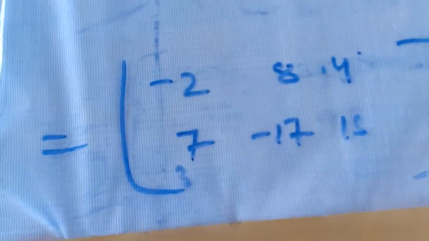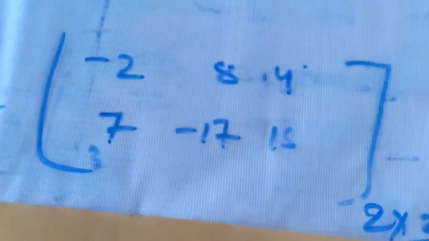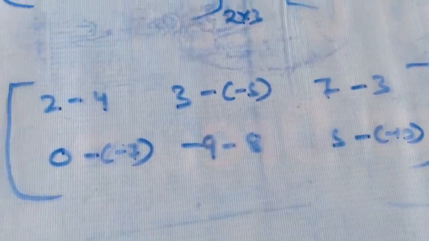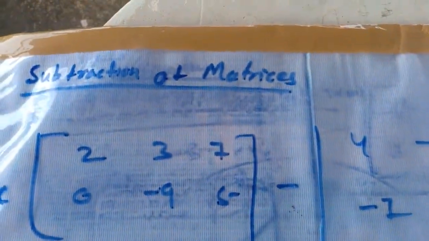This is the answer. You can see both the matrices we have taken have 2 into 3 order, and the result also has 2 into 3 order. This way you can operate the matrices. In the next session we will discuss the properties of addition as well as subtraction.